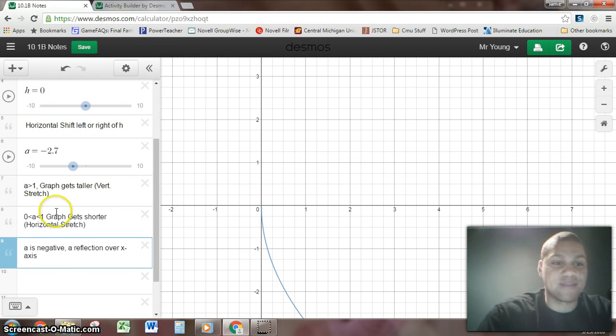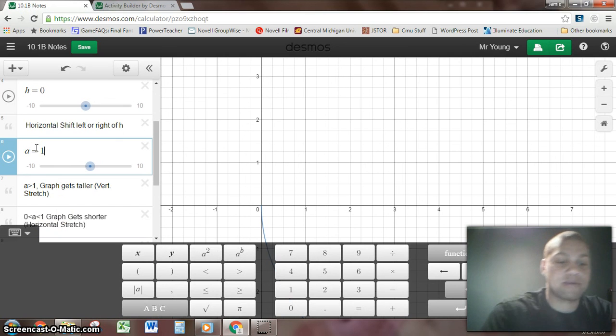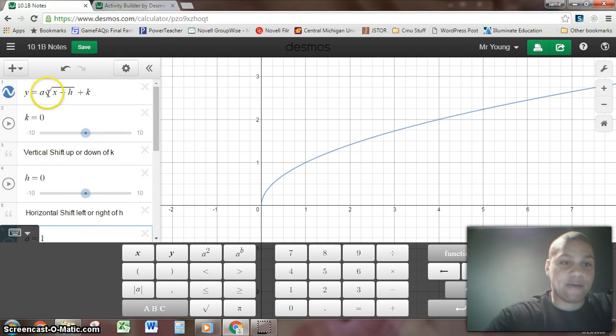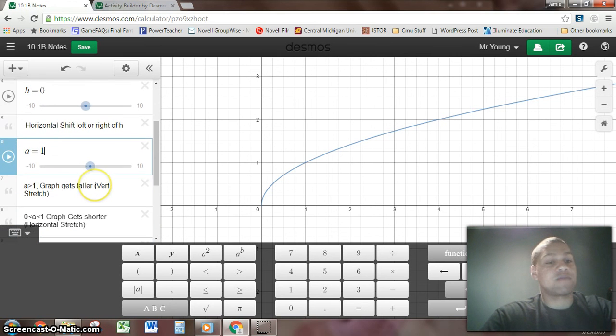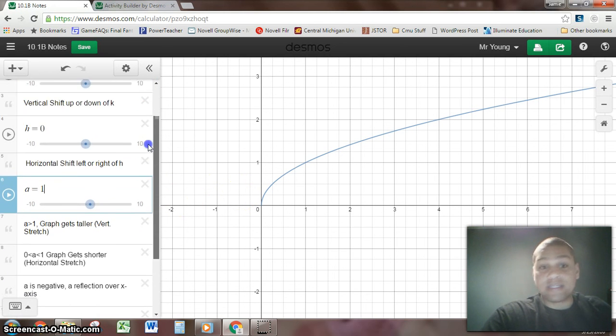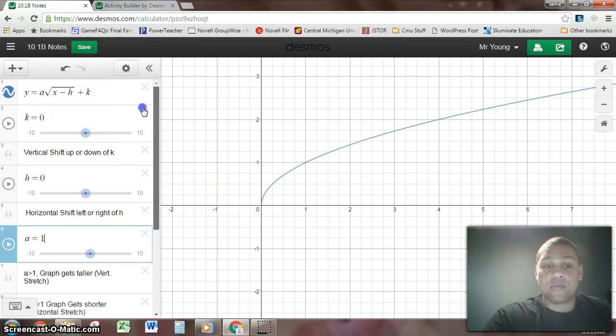Okay, so again, in a way this is something new. In a way, this is the same old news that we did last chapter. Nothing really has changed. The only thing that's different is now we have the square root sign here instead of the squared sign at the end of it. Transformation wise, everything works the same. K moves it up or down, H moves it left and right, A stretches it, and also will flip it over the x-axis. Okay, that is the end of the notes for section 10.1.